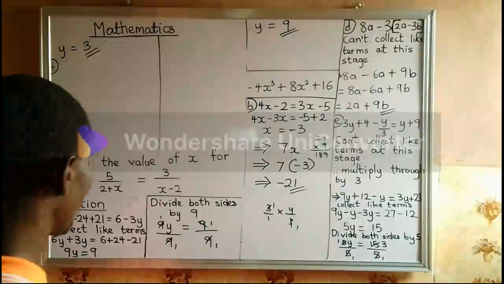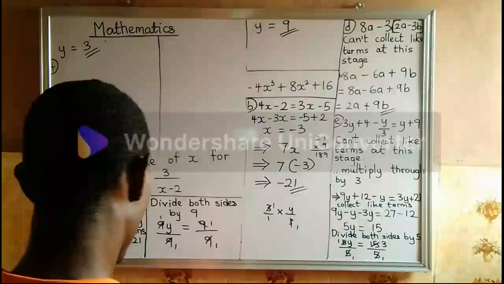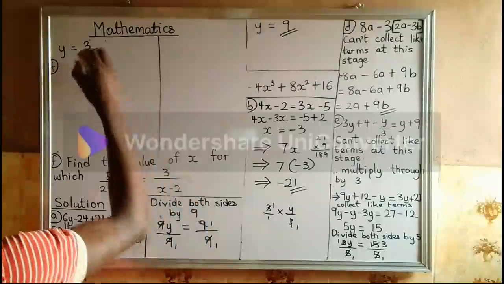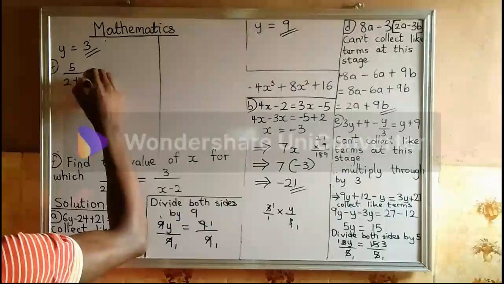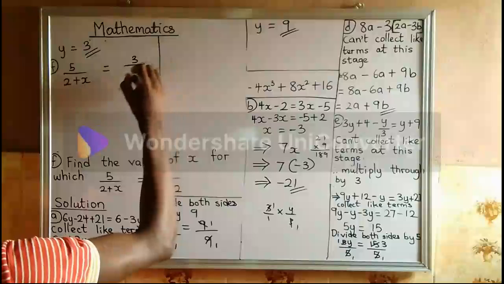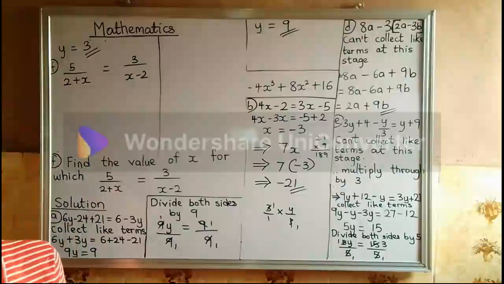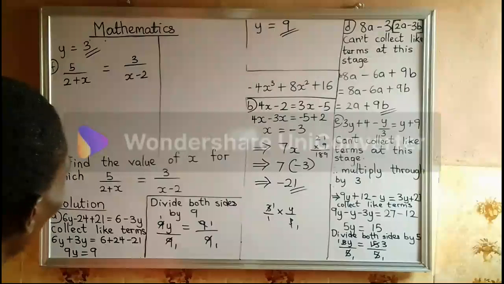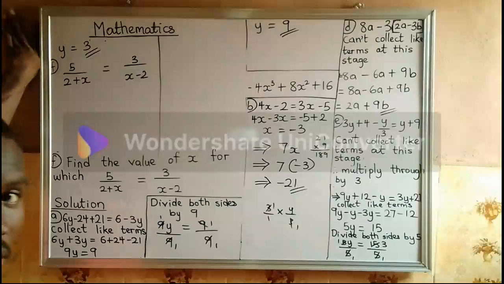The question says find the value of x for which 5 over 2 plus x equals 3 over x minus 2. So we have 5 over 2 plus x equals 3 over x minus 2. Okay? How do we solve this kind of equation? It's quite different from the ones we've been solving. Okay? Let's start from dividing both sides by something.